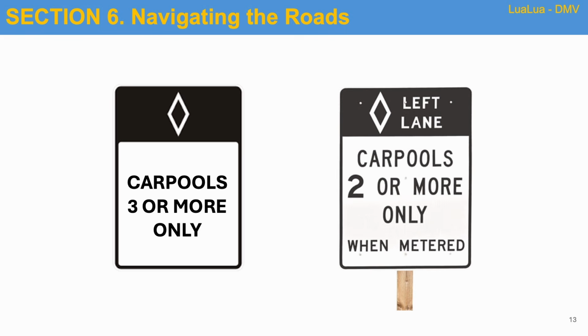You are driving a low-emission or zero-emission vehicle. You must display a special DMV-issued decal. You are riding a motorcycle, unless otherwise posted. The road surface in an HOV lane is marked with a diamond symbol and the words, carpool lane. Do not cross over double solid lines to enter or exit an HOV lane. Use designated entrances and exits.